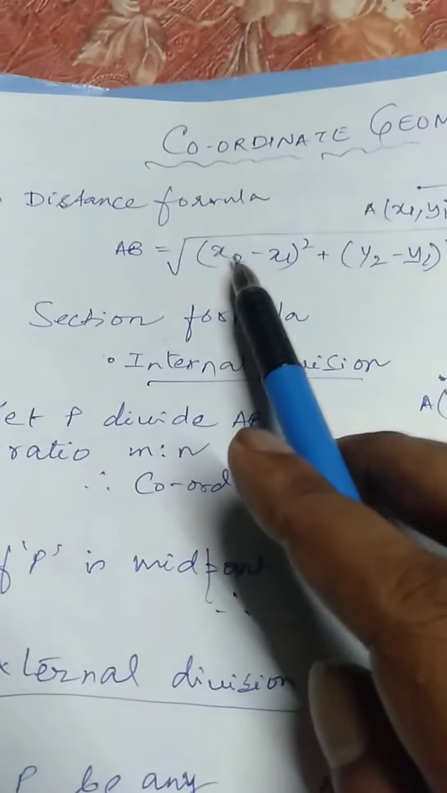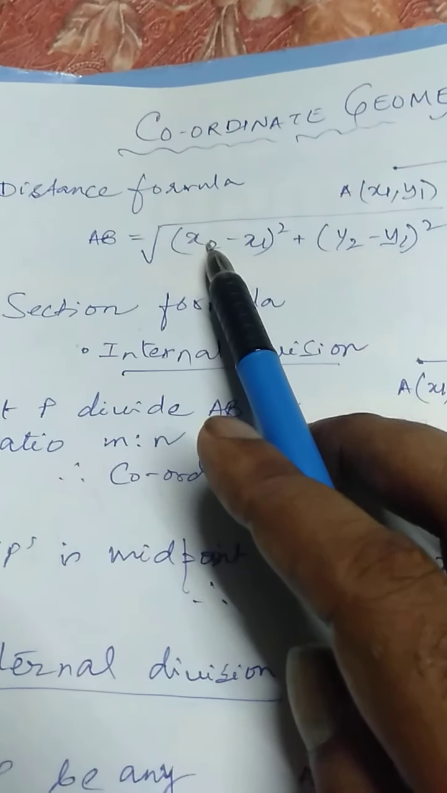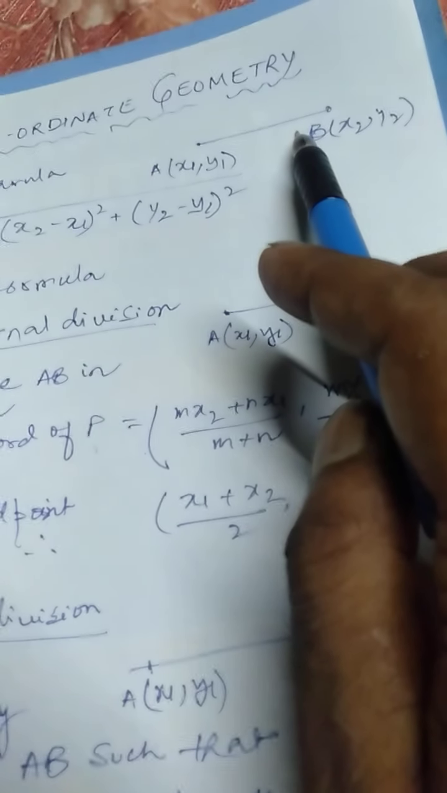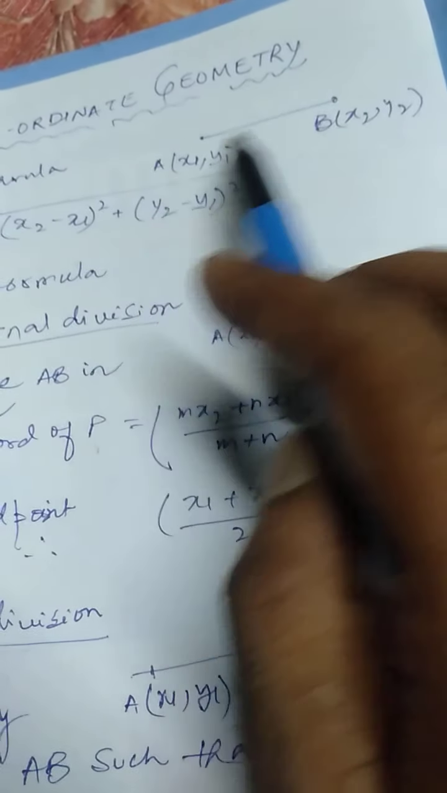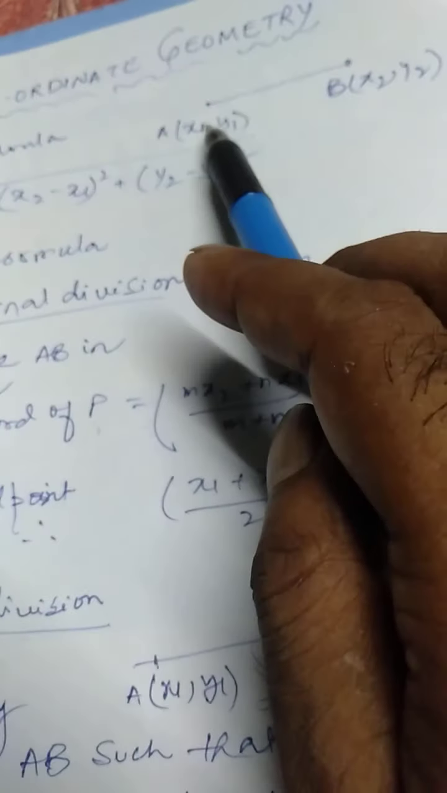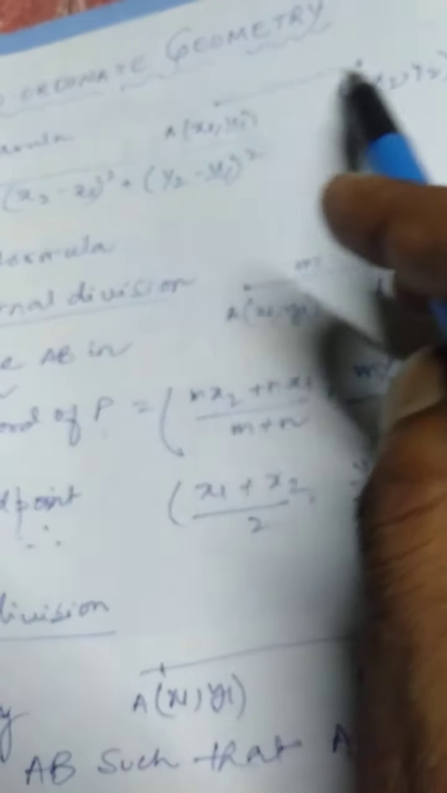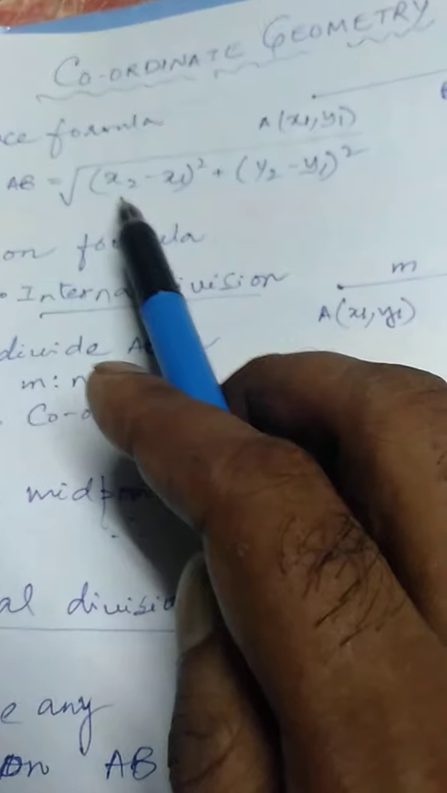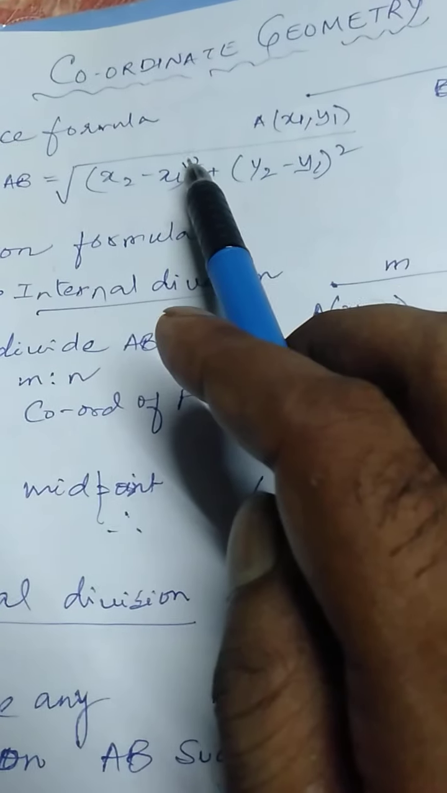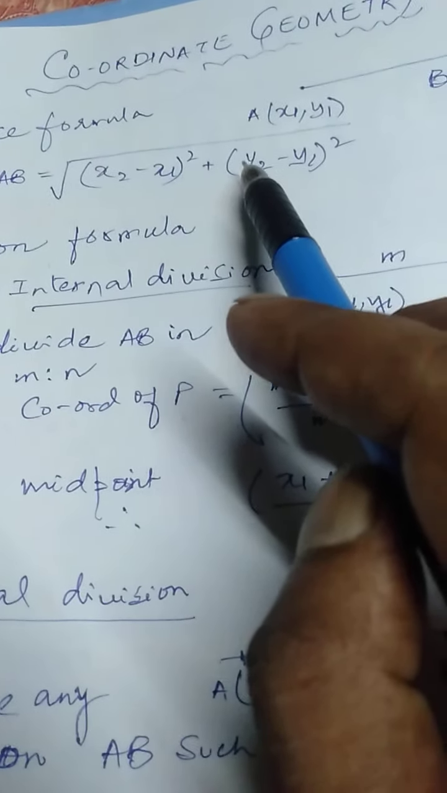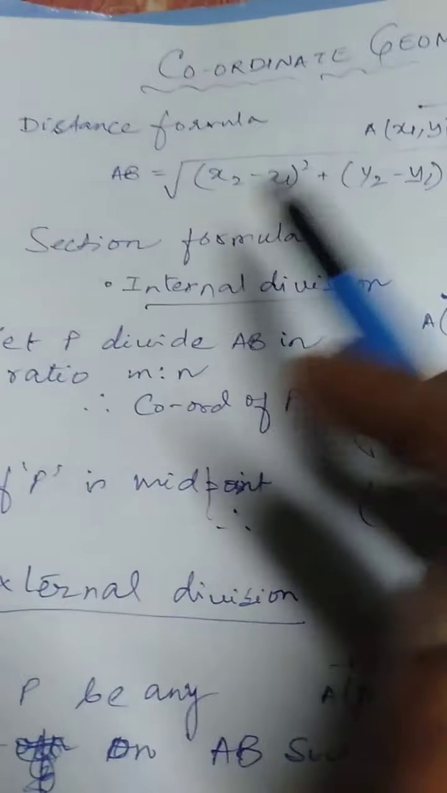Now this is the distance formula. We have studied it in class 9-10. If A and B are 2 points with coordinates x1, y1 and x2, y2, then the length of the segment AB, from here to here, is given by this formula: AB is equal to root over (x2 minus x1) whole square plus (y2 minus y1) whole square.